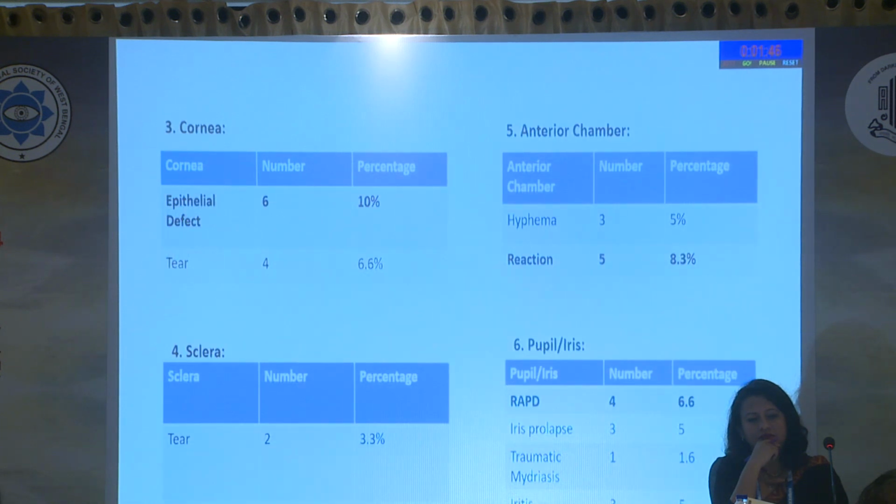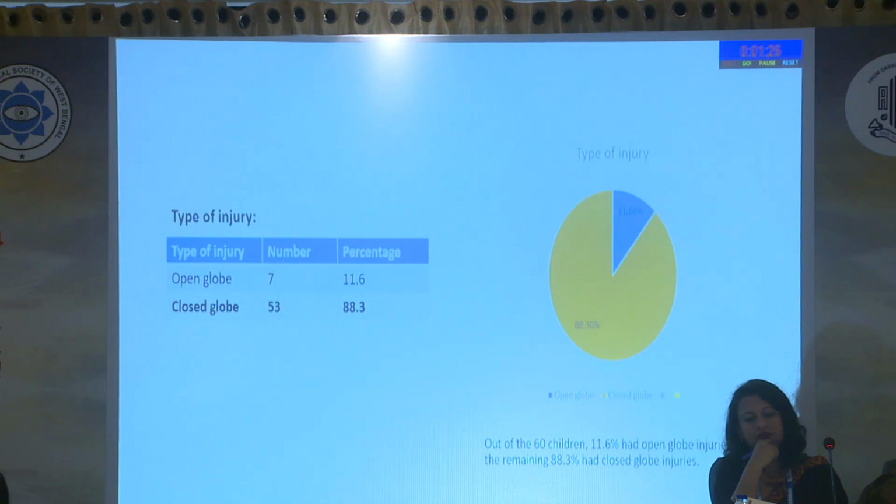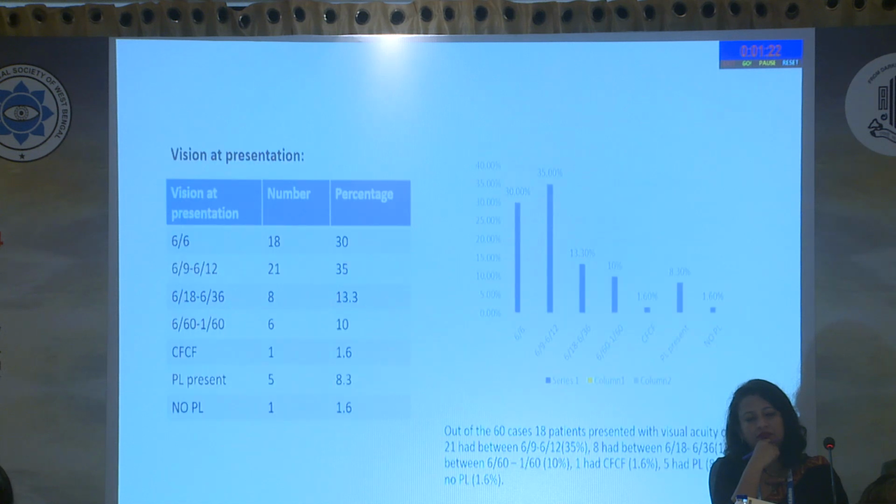Cornea involvement, epithelial defect, was seen in 6 patients. Scleral tear was seen in 2 patients, and anterior chamber reaction was seen in 5 patients. Pupillary RAPD was seen in 4 patients. Traumatic cataract in 1, posterior segment involved in 3 patients. Cranial lumps 4, optic nerve involvement was seen in the orbital. Lateral wall fracture was seen in 4 patients. Type of injury, mostly closed globe injury was seen.